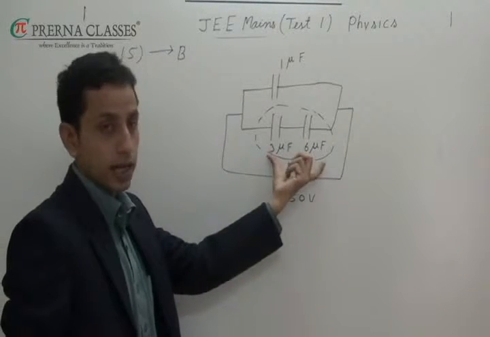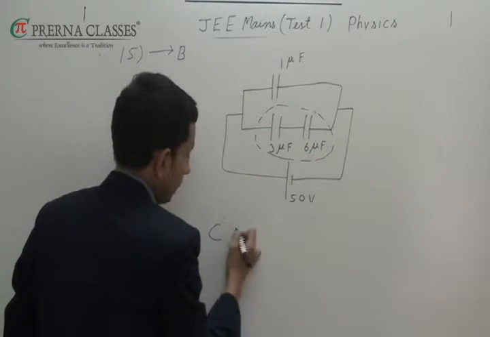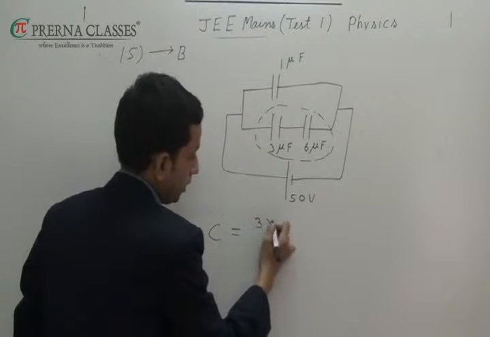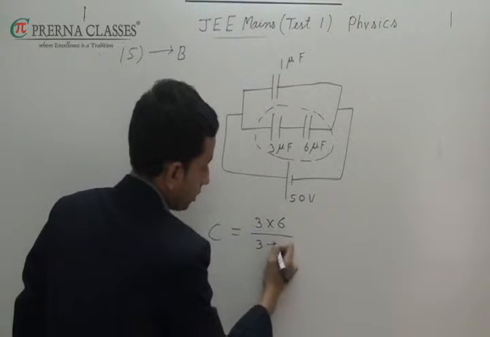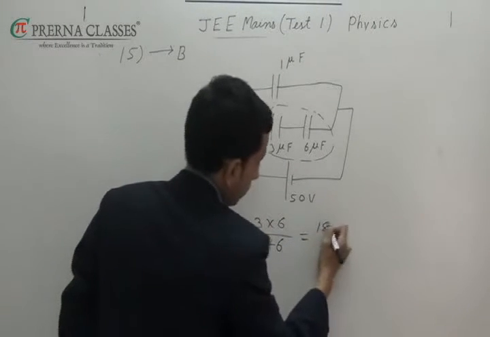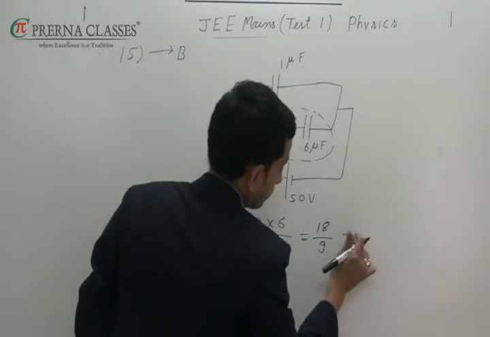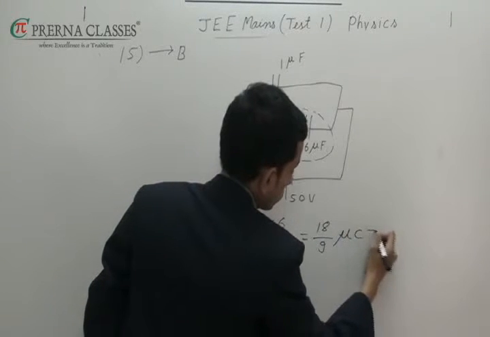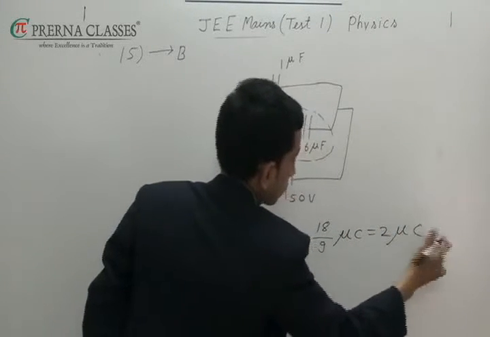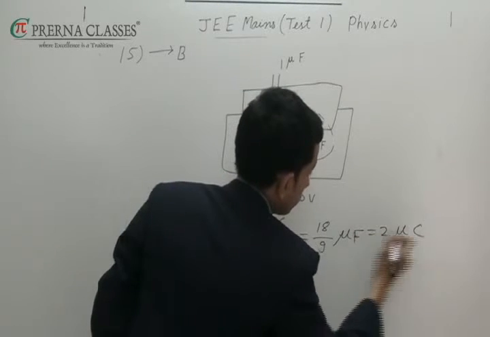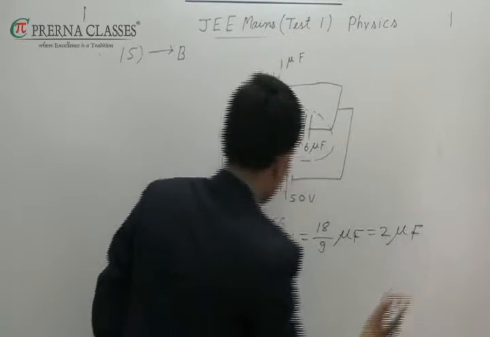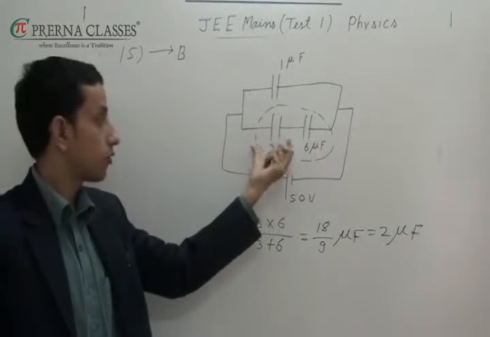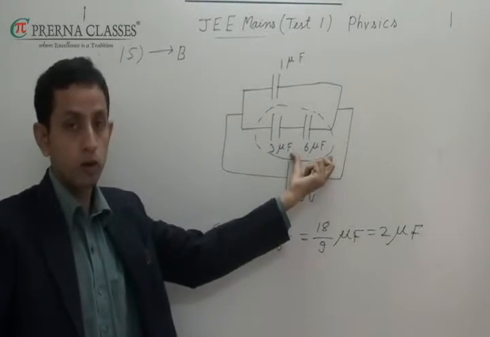The 3 and 6, since they are in series, the equivalent of 3 and 6 will be 3 into 6 divided by 3 plus 6. So 18 by 9, hence 2 microfarad. So the capacitance of 3 and 6 combined is 2 microfarad.